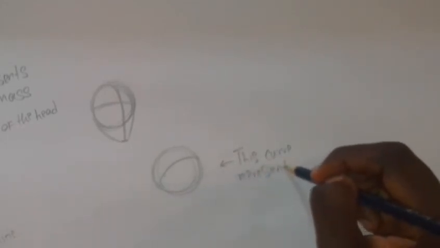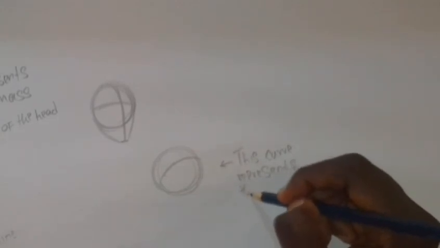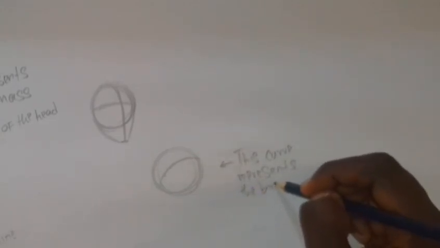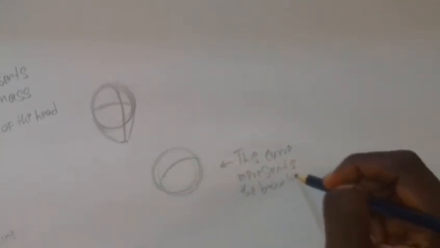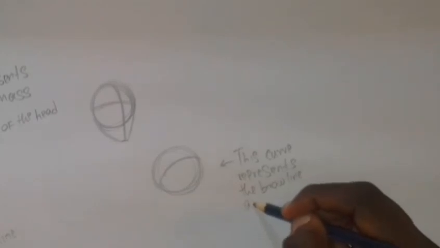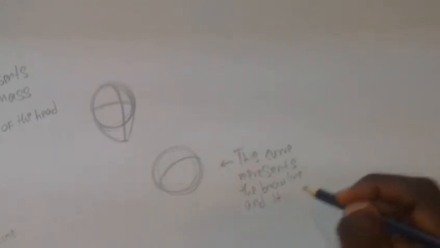This curve we've been drawing on this sphere actually represents the brow line, so it will be very useful when we are learning the proportions of the face. So keep that in mind.